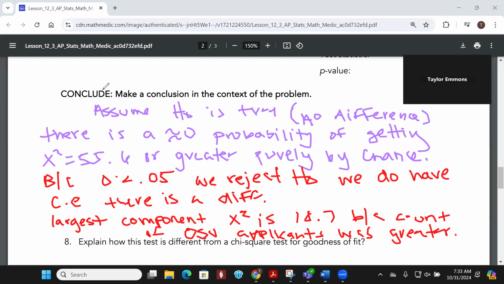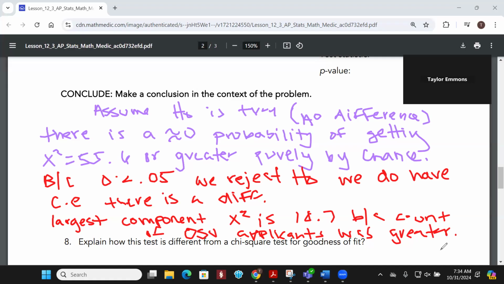Okay. We are concluding. So we assume that the null is true. There's no difference. There is a 0 probability of getting a chi-squared of 55.6 or greater purely by chance. Then, because we have a probability of 0, which is less than 0.05, which is our alpha, we reject the null. We do have convincing evidence that there's a difference. The largest component of chi-squared is 18.7 because the count of the Ohio State applicants was greater than expected.